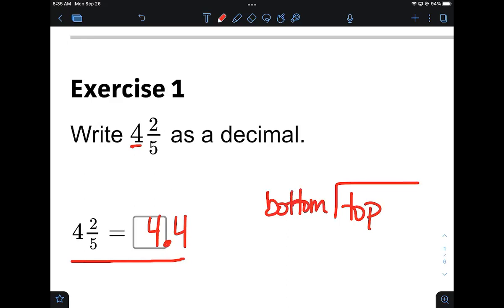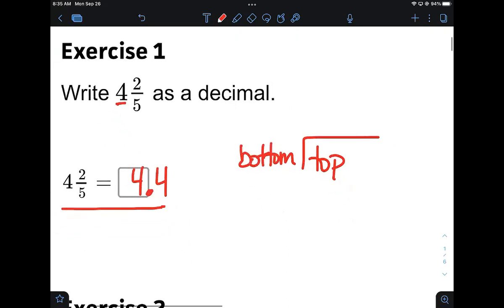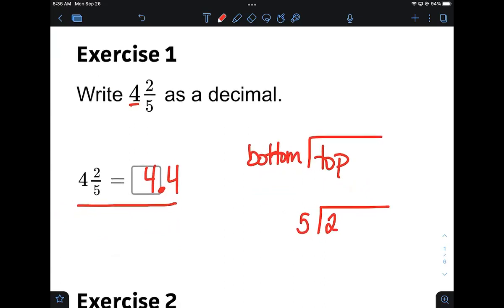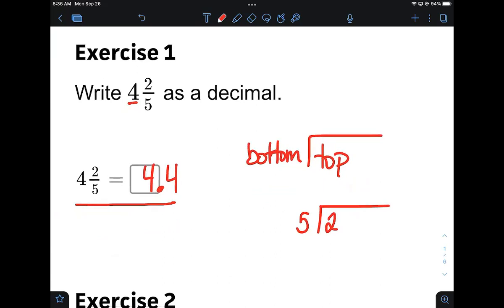It's important that you put the number in the right spot, which means 2 would go inside the division box and 5 would go on the outside. Now, does 5 go into 2? Of course not. So I'm going to put a decimal point, 2 decimal points, and then put a 0. And how many times does 5 go into 20? 4 times, which gives you exactly 20. And that's why we said that 2/5 was 0.4. And so I would just attach that 0.4 onto the 4 that's already in front of my mixed number. And so I have 4.4.